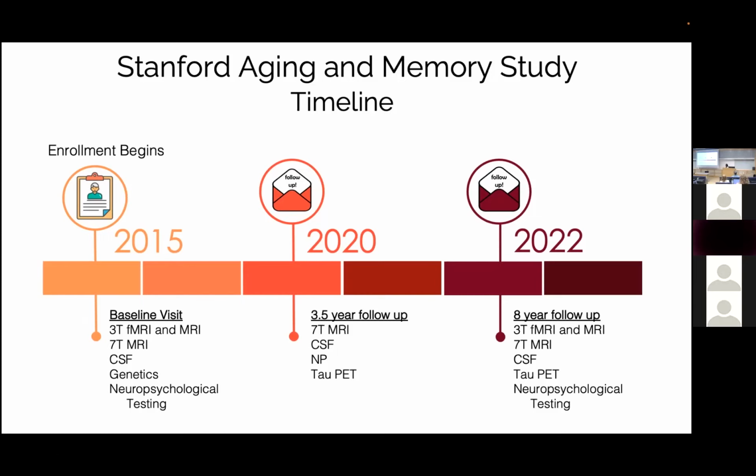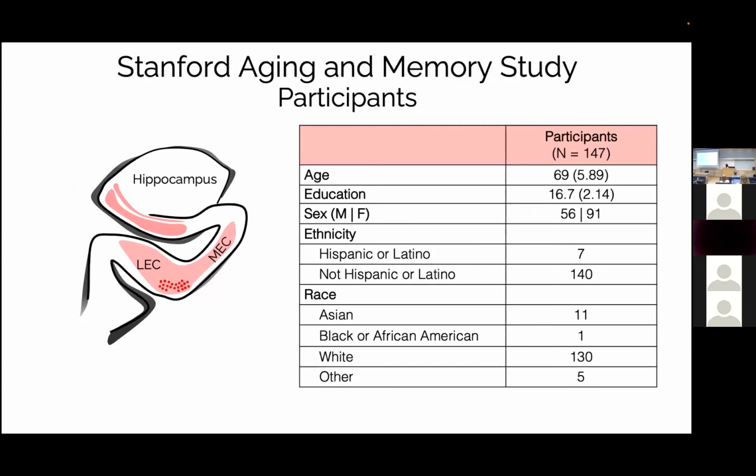Today, I'm only going to be showing you data from the baseline visit. For participants who did 7T and CSF, there were 147 older adults. We recruited participants between 60 and 88 years of age. Our average is about 70 years of age, and you can see that this is a pretty highly educated and white population. We are in Palo Alto, San Francisco, and the surrounding Bay Area, so not too much diversity in the type of older adults that want to come in for a 3-day visit, unfortunately.